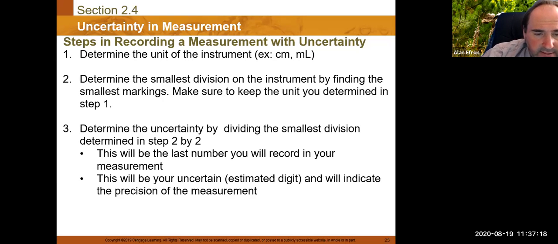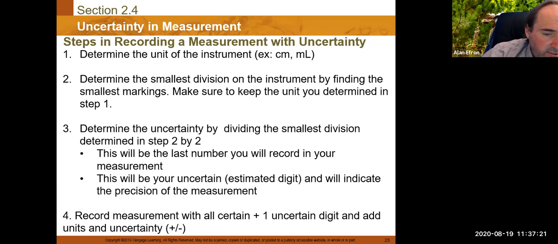So here's just some of those things that we talked about. Determining the unit of the instrument is really important when you're taking a measurement and trying to figure out the uncertainty. Again, the thing you really want to do is look at it and figure out what each of the smallest markings represents. And then you can determine the uncertainty by basically dividing the smallest marking by 2. And again, that will give you, like we just saw there, plus or minus 0.5, plus or minus 0.05 in terms of the precision. And again, always record all the certain numbers plus that first uncertain number. And again, pretty much that is what significant figures are.